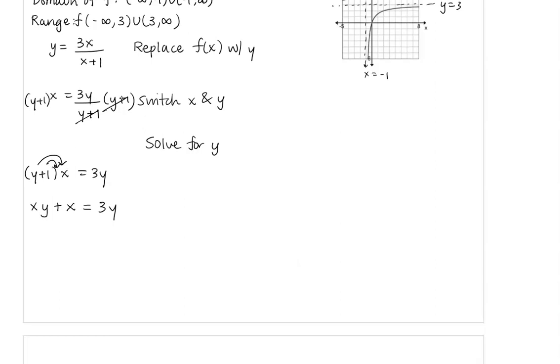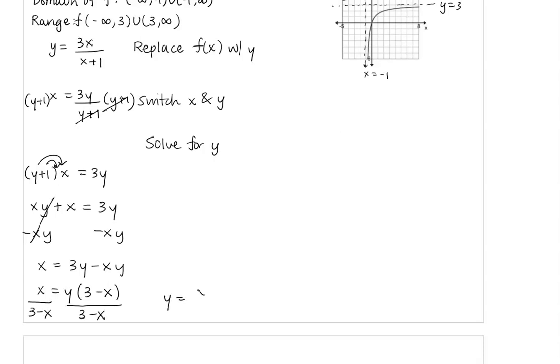At this point, you want to get the terms that have y on the same side of the equation by themselves. So I'm choosing to move the xy term over to the right side of the equation. And now that I have the terms with y on the same side of the equation, we can factor y out. And then once y is factored out, to finish solving for y, we simply need to divide by whatever we have in the parentheses. And that gives us our answer for f inverse of x.